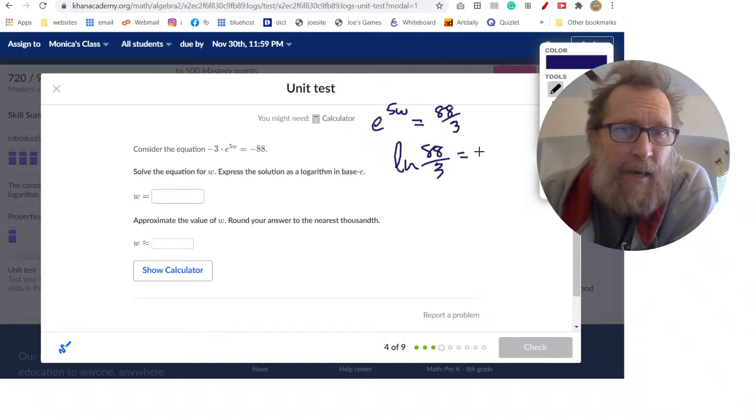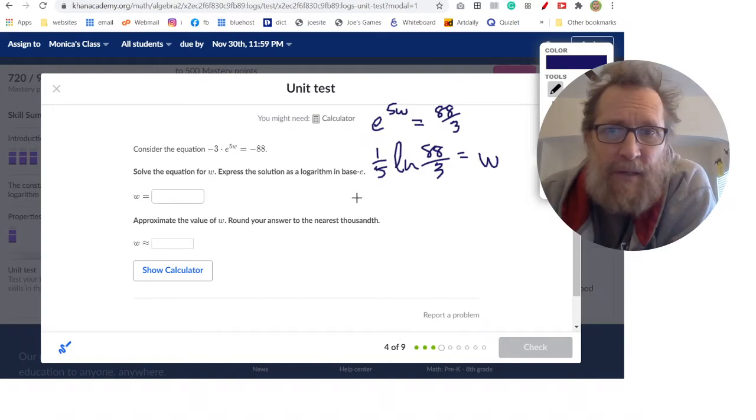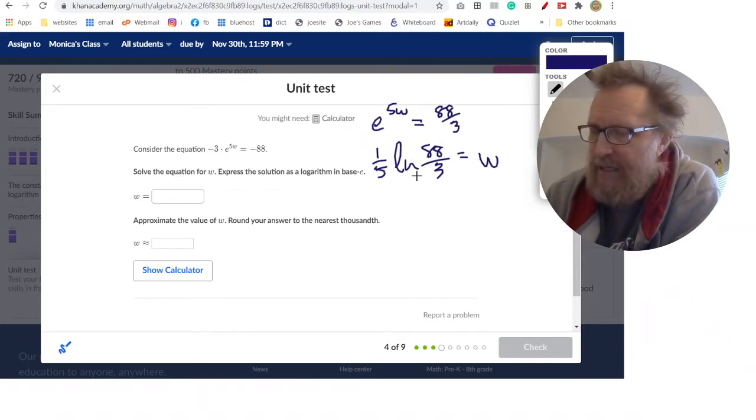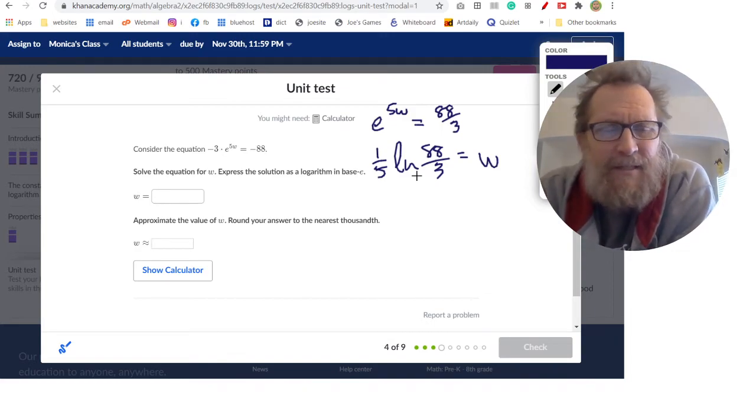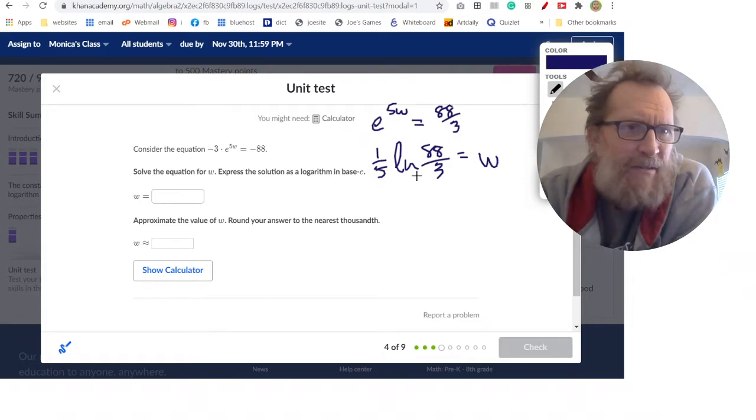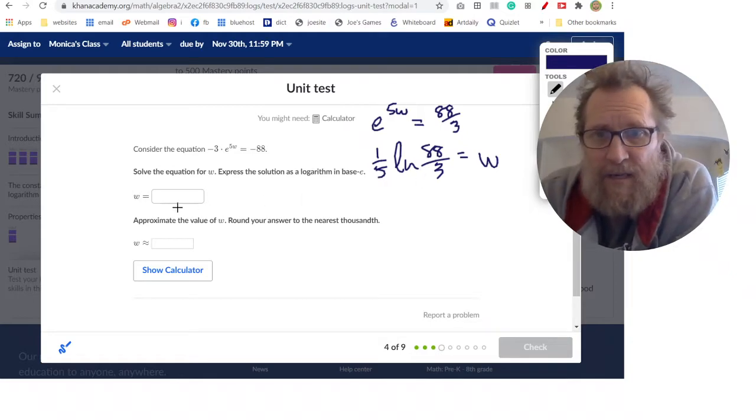But I'm going to say 1/5 the natural log equals w, because I'm going to divide out that 5 from the 5w. So if I'm going to express this like this, I could put the whole thing over 5, but I want to write it like that. There's no real great preference, but since it's a natural log of a fractional term, it just looks a little bit nicer to me to do it this way.